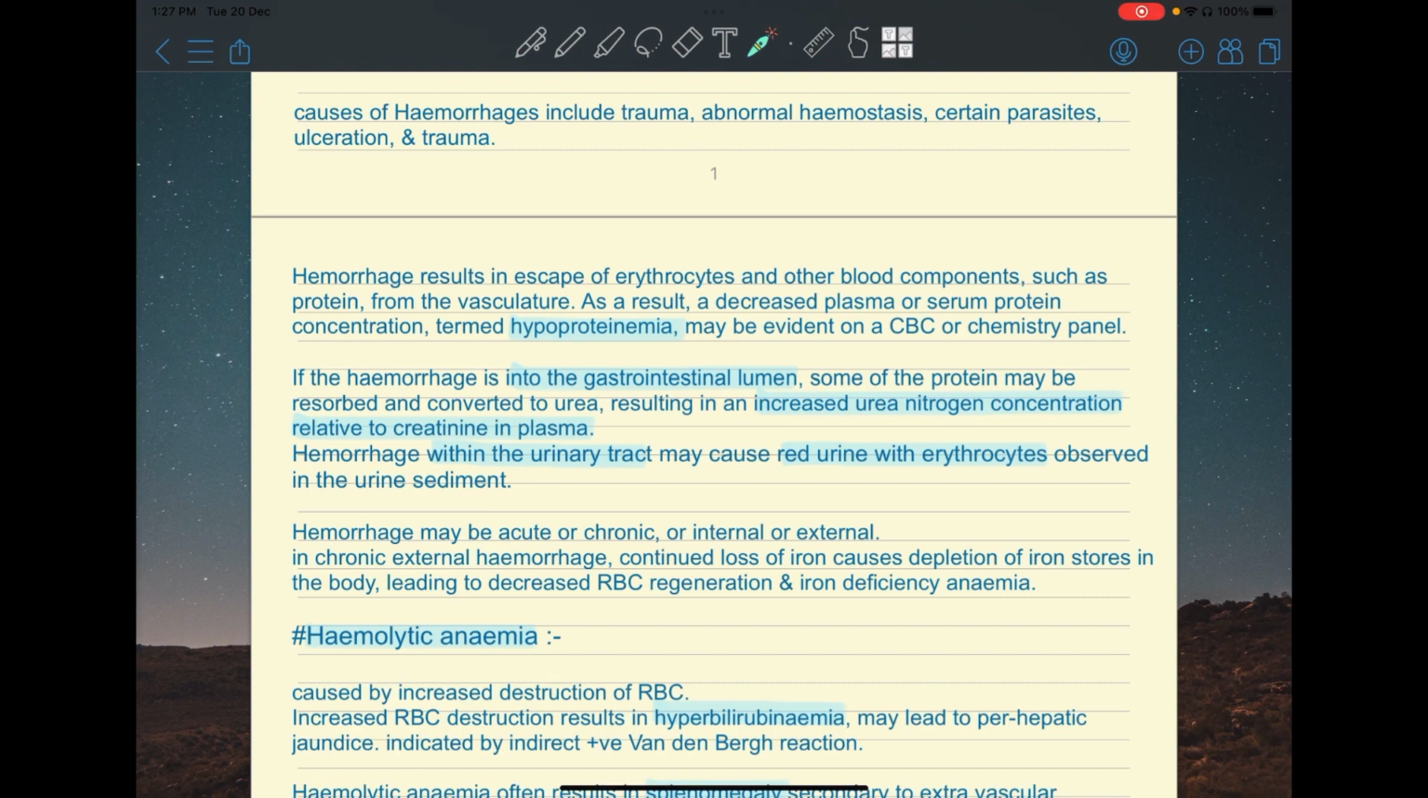So when there's hemorrhage, there's escape of RBC along with other blood components like protein, so we will have hypoproteinemia. If the hemorrhage is into the gastrointestinal lumen, so it is an internal hemorrhage, then the proteins are reabsorbed and converted to urea, resulting in an increased urea nitrogen concentration relative to creatinine in plasma. And hemorrhages within the urinary tract may cause red urine with erythrocytes observed in the urine sediment, and this is called hematuria, blood in urine.